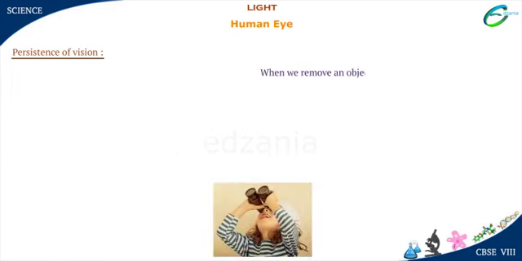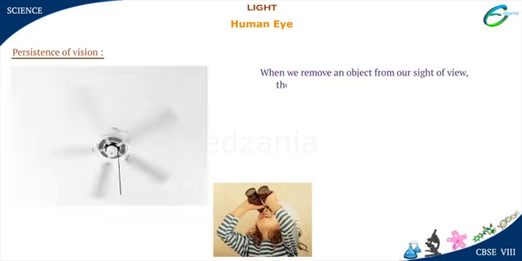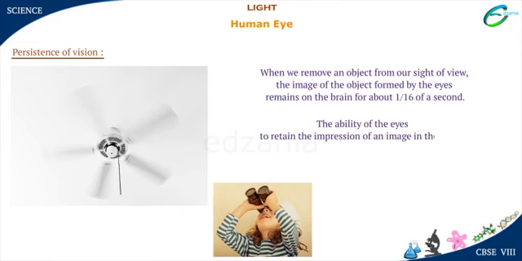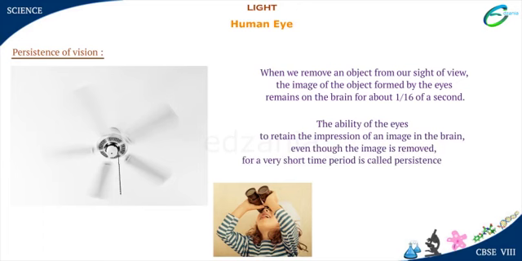When we remove an object from the sight of view, the image of the object formed by the eyes remains on the brain for about 1/16th of a second. This ability of the eyes to retain the impression of an image in the brain, even though the image is removed for a very short time period, is called persistence of vision. We are not able to see the blades of a moving fan because of the effect of persistence of vision.